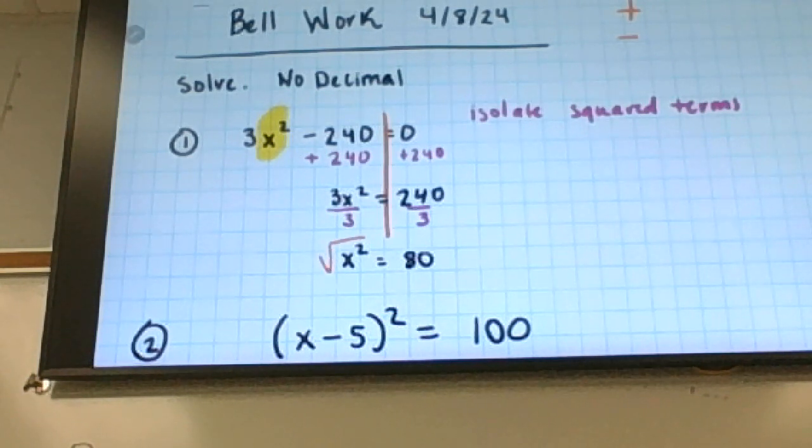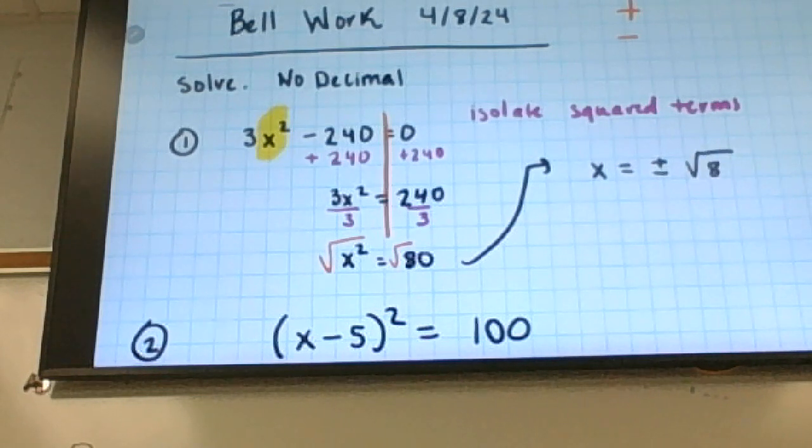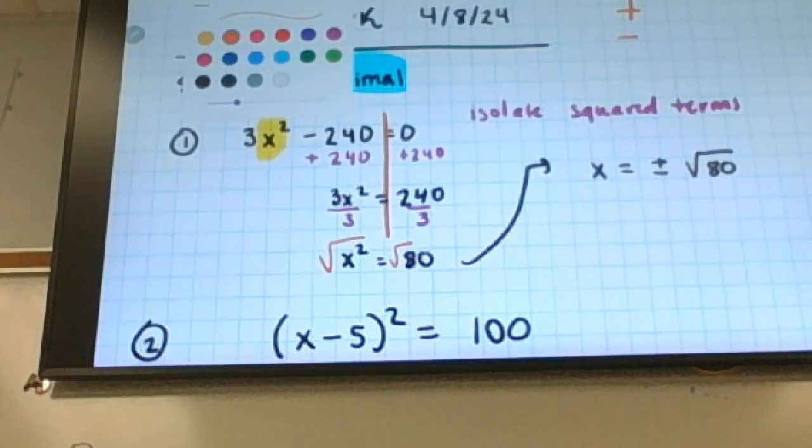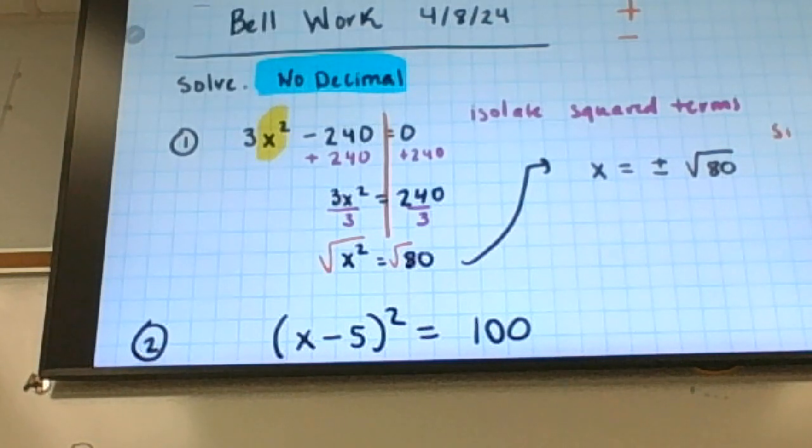I'm going to put the square root bar in. And that's going to give me x is plus or minus the square root of 80, which again is like 8.9. It's a decimal. These directions say no decimals. So what do we do to simplify this radical? We need to split it.